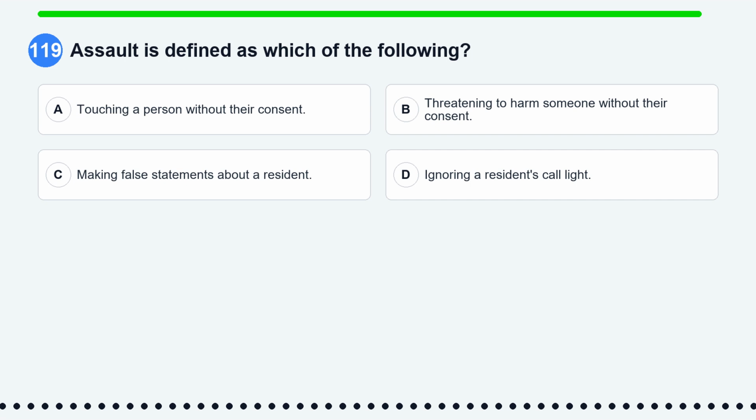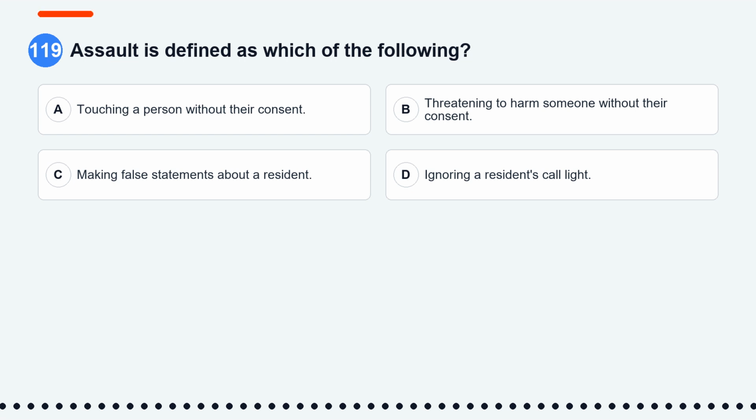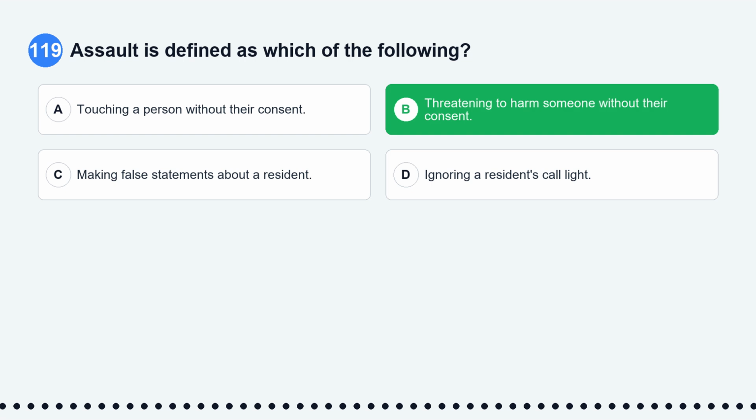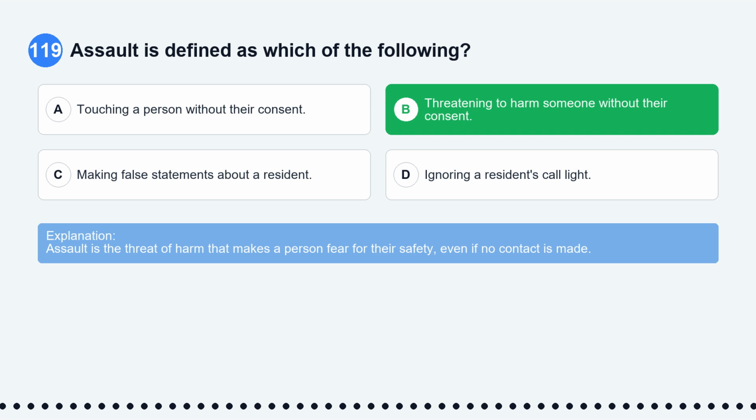Question 119. Assault is defined as which of the following? Option A. Touching a person without their consent. Option B. Threatening to harm someone without their consent. Option C. Making false statements about a resident. Option D. Ignoring a resident's call light. The correct answer is option B. Threatening to harm someone without their consent. Assault is the threat of harm that makes a person fear for their safety, even if no contact is made.